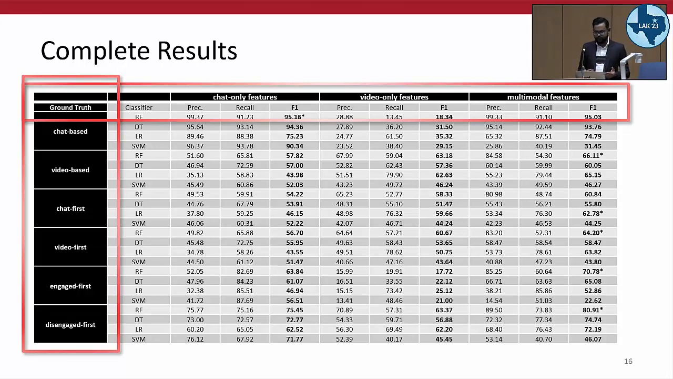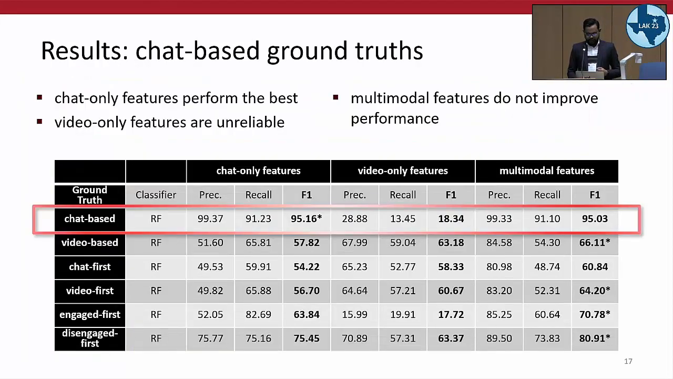And in most of the cases, random forest is always performing the best. So from now on, I'll just focus on random forest results, but the rest of the results are also in the paper if you want to look. So looking at specific cases, let's look at the ground truth coming from the chat data. So we are only concerned with the labels that come from the chat data. With that, we can see that when features are also coming from the chat data, the performance of predicting students' engagement or disengagement is really good. But this is not true when the features are coming from the video modality.